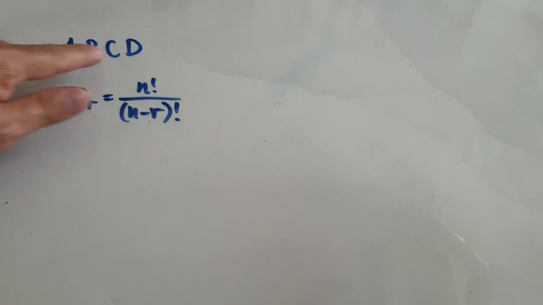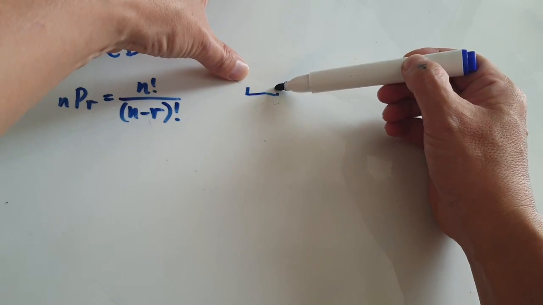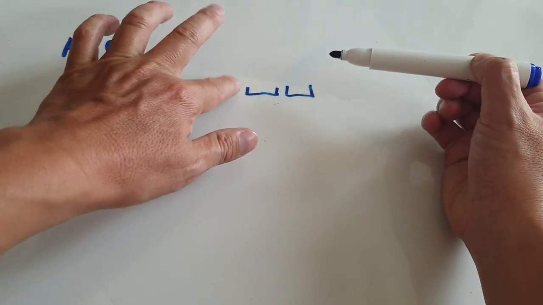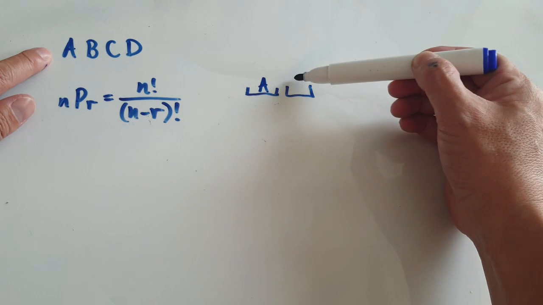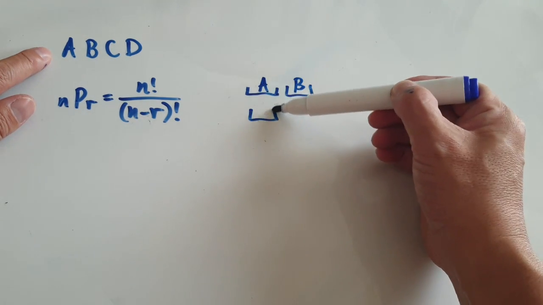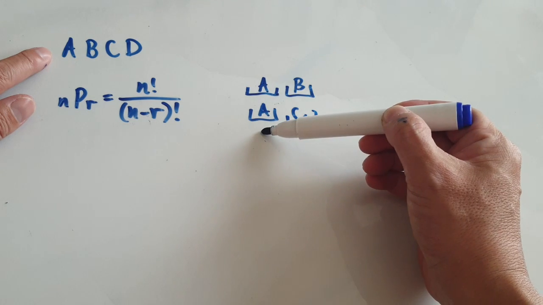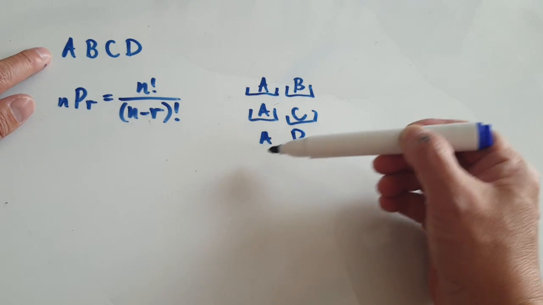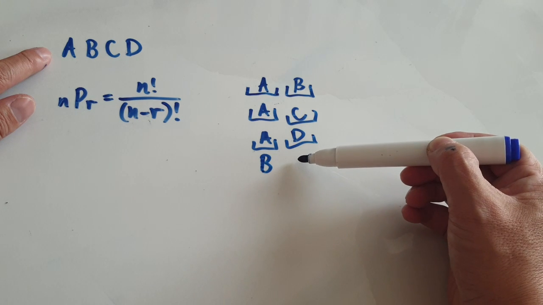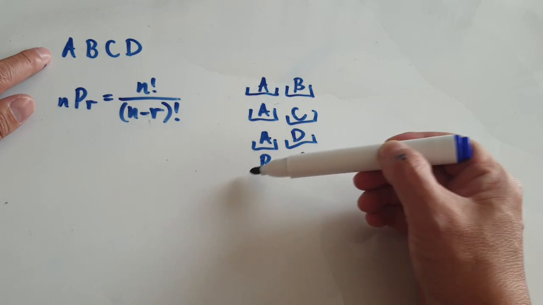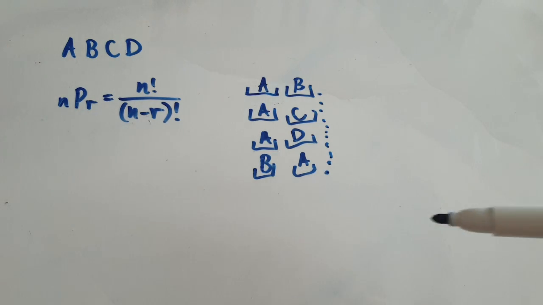Let's say you've got 4 letters and then you have 2 slots. How many possible arrangements would there be? So for example, from 4 letters, you can have A, B, you can have A, C, and you can have A, D, and then you can have B, A, and so on. How many possible arrangements are there?